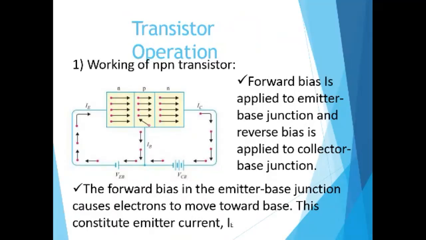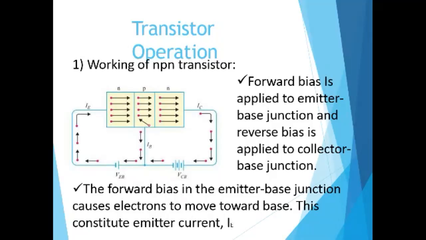Okay, so here emitter, base and collector. Here there are two power supplies: VEB, the emitter base voltage, and VCB, the collector to base voltage. IE is the emitter current, IC the collector current, IB the base current. Forward bias is applied to the emitter base junction and reverse bias is applied to the collector base junction. So this is the initial arrangement of any transistor. Once you arrange it like that, the input becomes forward biased and the output becomes reverse biased. So that's why the transistor is also called a switch.